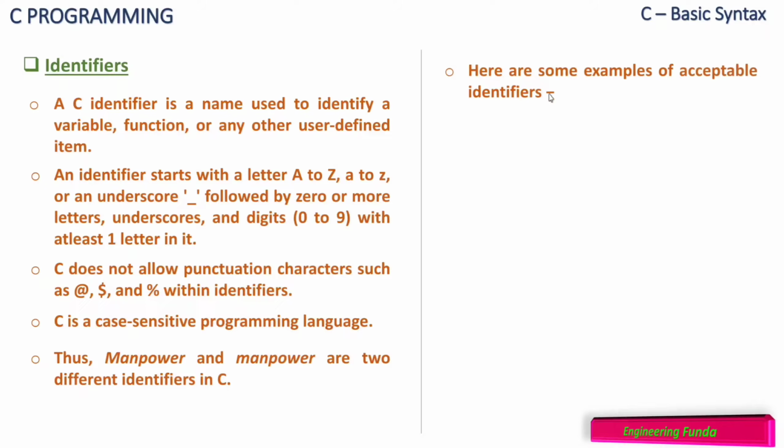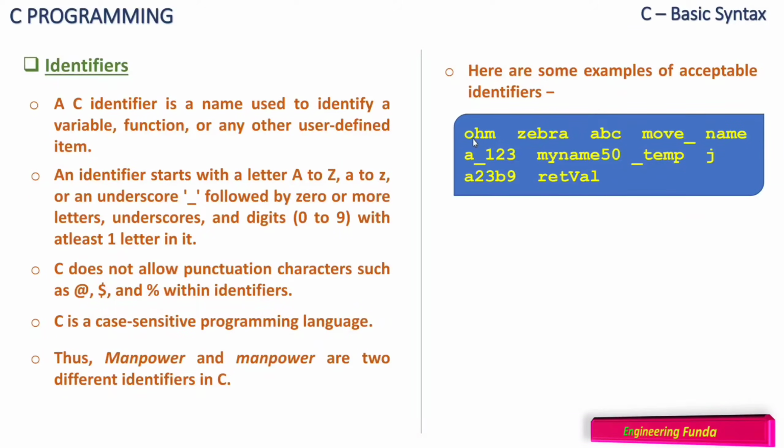Here are some examples of acceptable identifiers. OHM, OM, all letters are identifiers. Zebra is an identifier. ABC is an identifier. Move underscore is an identifier. Name is an identifier. A underscore 123 is a valid identifier. My name 50 is a valid identifier.